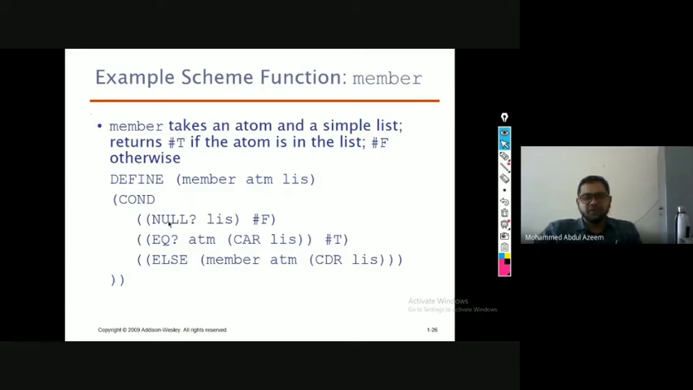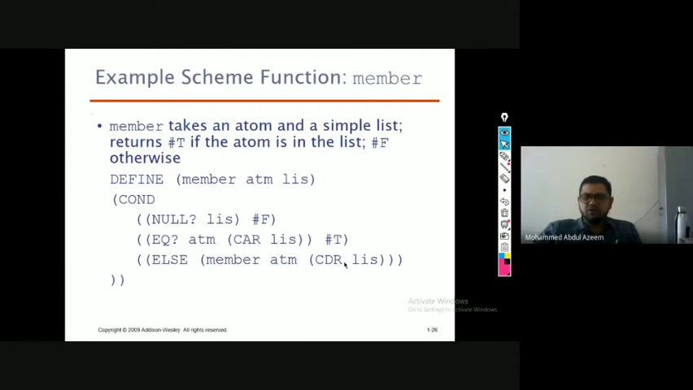We are checking whether the list is null. If it is null, then it returns false. But if it is not null, it carries certain elements, then you are going to apply the car operation on the list. When you apply car on the list, it returns the head, nothing but the first element of that list. And that element is going to be compared with the atom that you are passing as the argument. If both are equal, then it returns true. If not, you go to the else part.